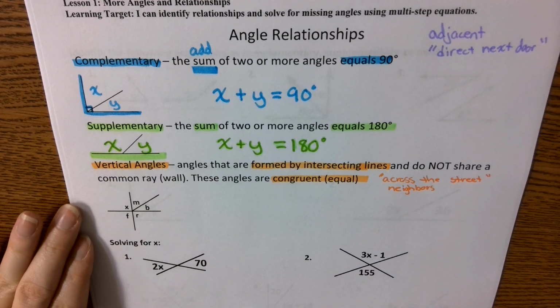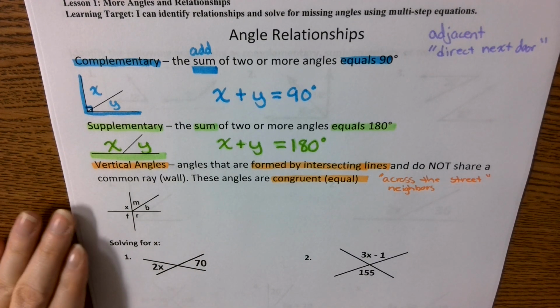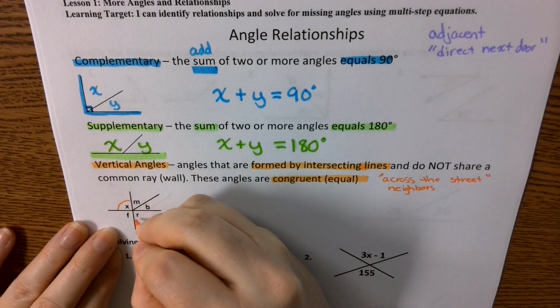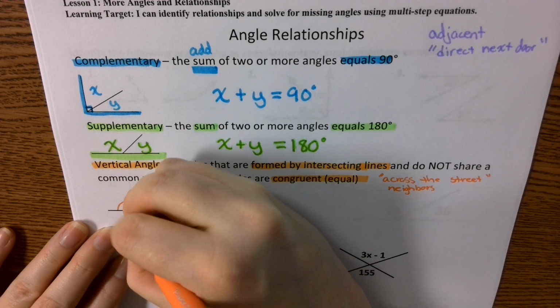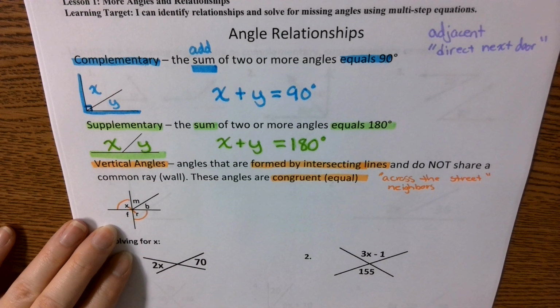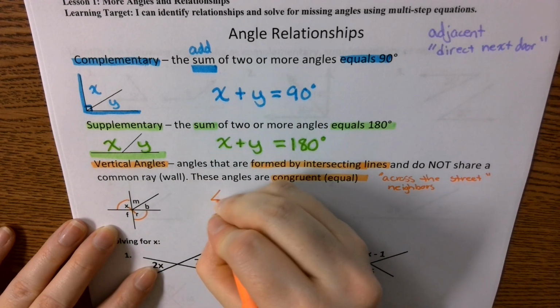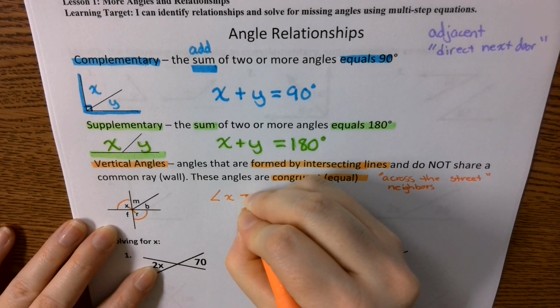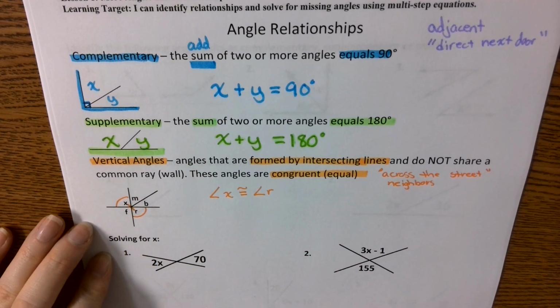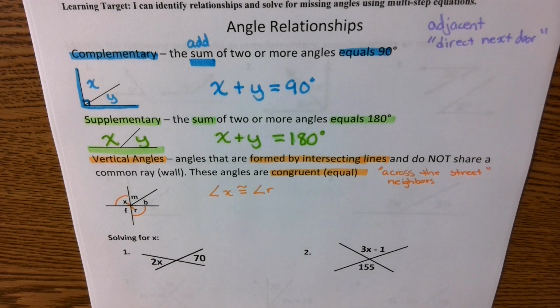If we are looking for some vertical angles, then the measurement of X and R, they are directly across from each other. So angle X is equal to angle R, or congruent. We'll put our congruent symbol. They are congruent to each other, therefore they are vertical pairs because they are directly across from each other.